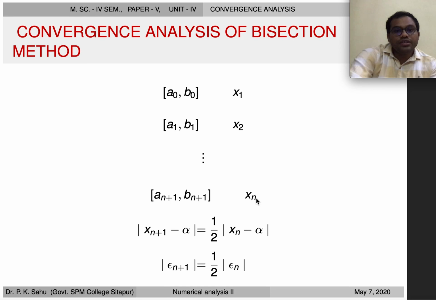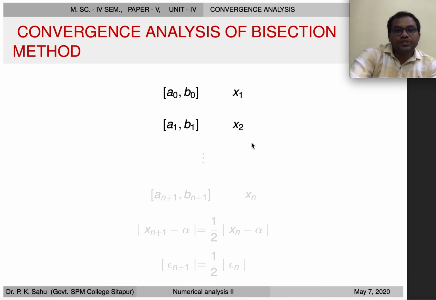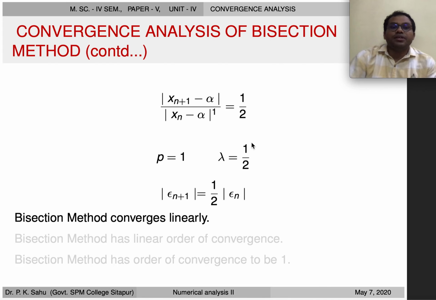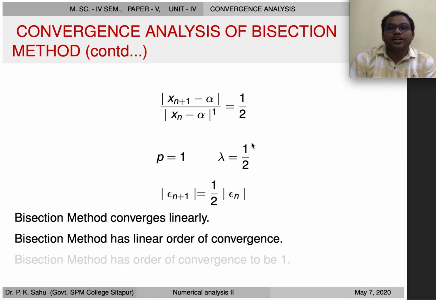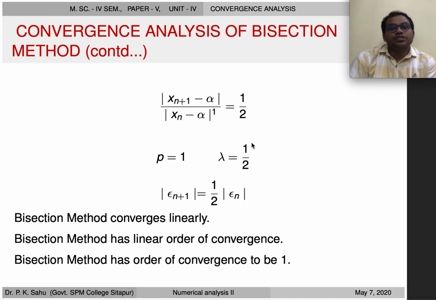Now compare it with the definition. What do we have? K is equal to 1 by 2 and p is equal to 1. This means the given bisection method converges linearly because here p is 1. Or we can say the bisection method has linear order of convergence, or that the bisection method has order of convergence 1.